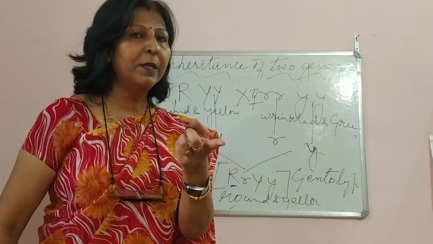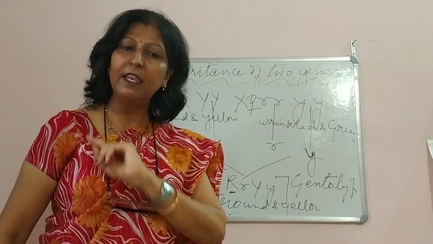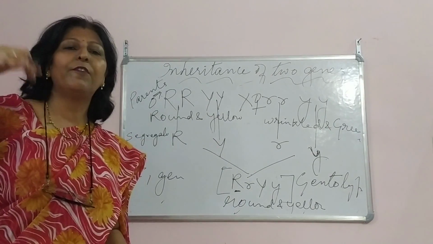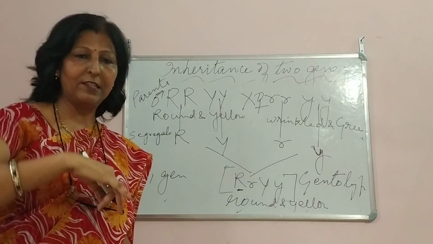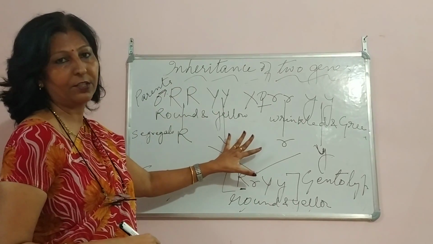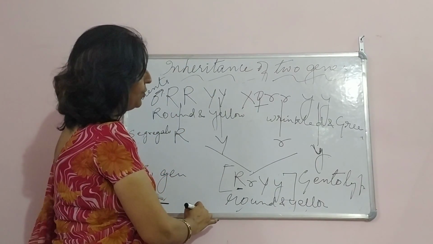Let's revise the law of dominance. In the presence of a dominant gene, the recessive will never be able to express itself. So this is what it shows. So you have to go on revising. When you do one cross, you have to revise the other one also. Law of segregation also: the characters segregate. Got it? So this was inheritance of two genes.